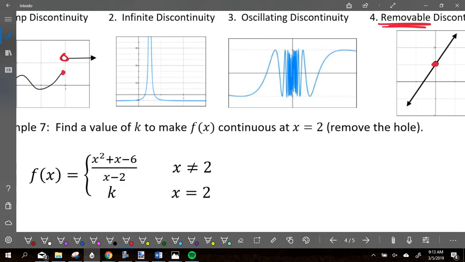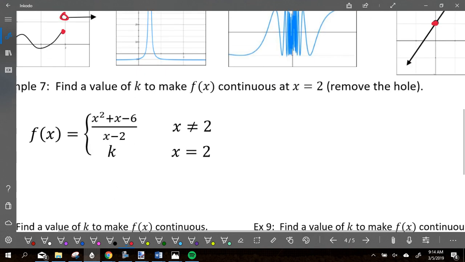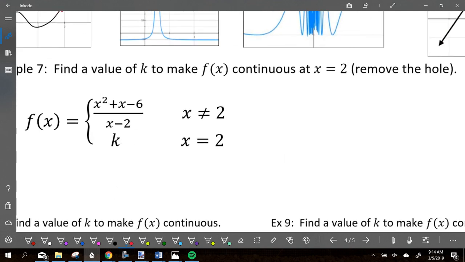Find a value of k to make f of x continuous at x equals 2. Or in other words, we are going to remove the hole. In order for this to be continuous, what has to be true about the function? What did we do on the front side? There has to be a limit, there has to be a value, and they have to be equal to each other. Great job.